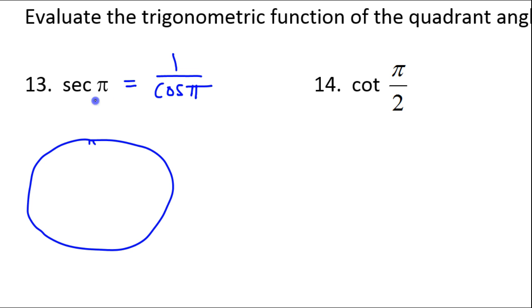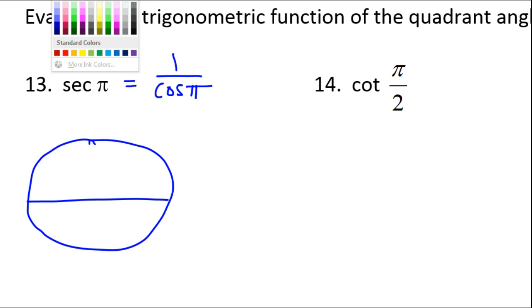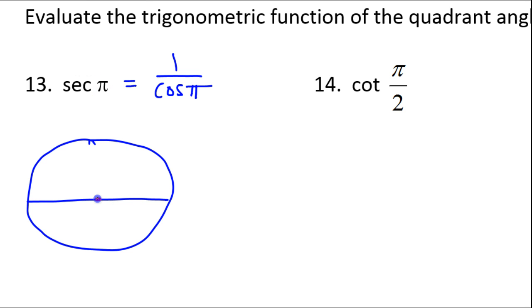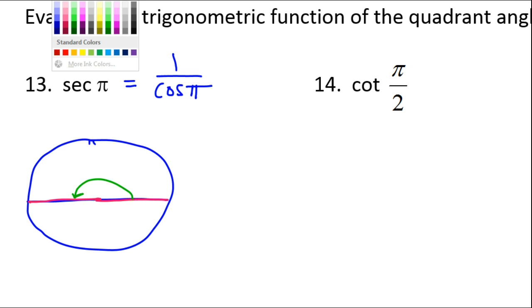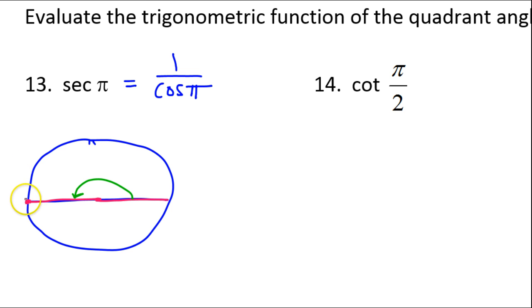Now, where's pi? Well, here's pi. Pi is a semicircle. So if I were talking about an angle in standard position, it would start here and then it would end here. Okay, so this is what pi looks like. So we're talking about this spot right here. And let's talk about what the cosine is.